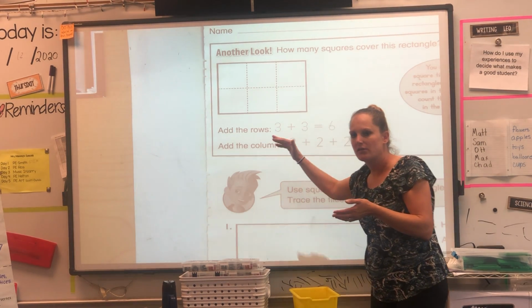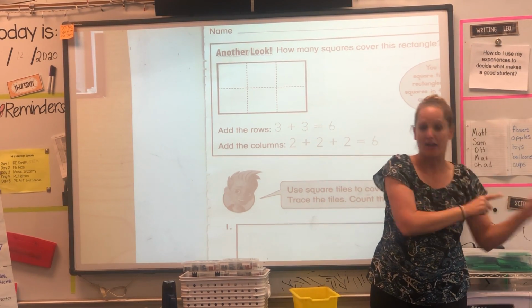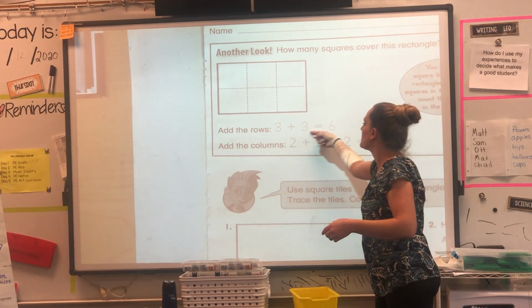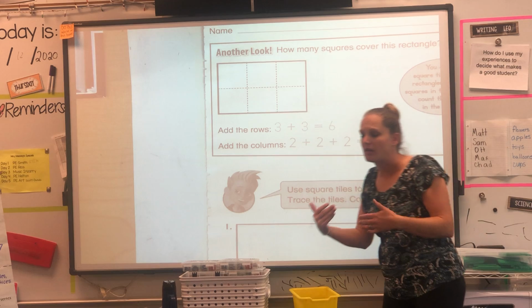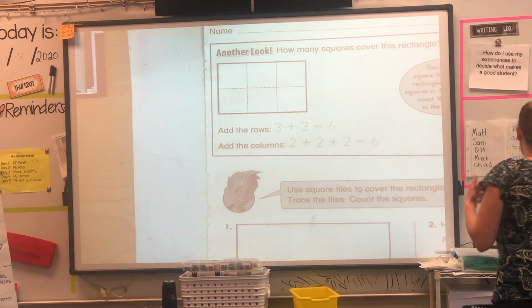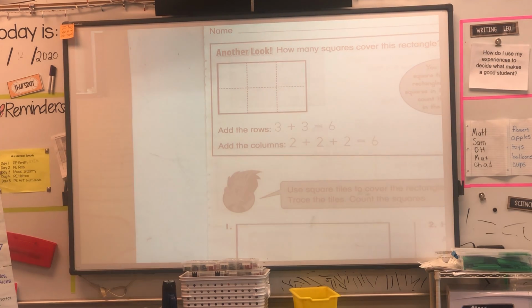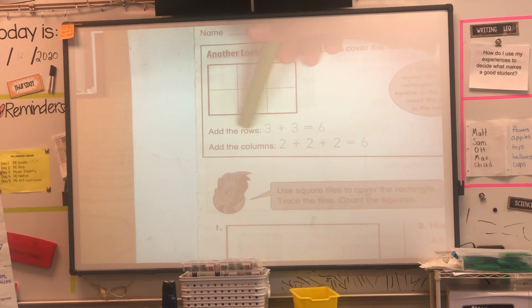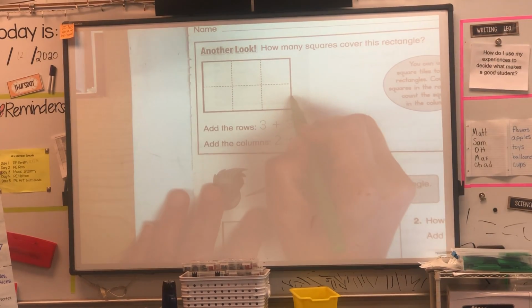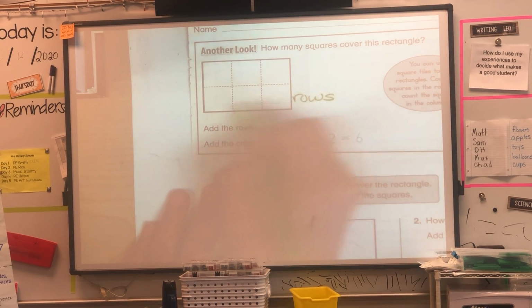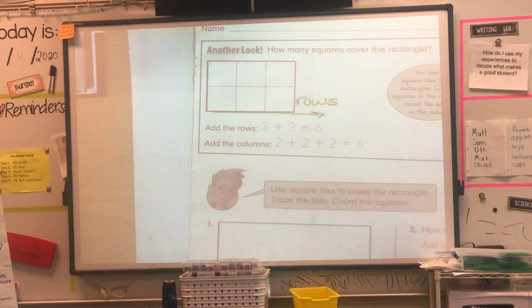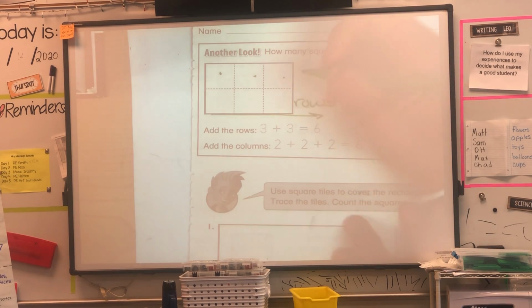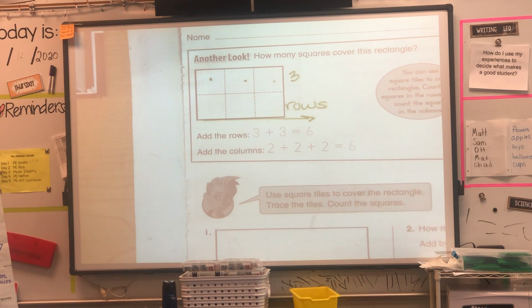We are going to use our background knowledge and our prior knowledge to use our arrays and our rows and columns to add, okay? So, in our example over here, we're going to add the rows. Well, remember, our rows go this way, okay? So, how many do I have in my first row? Count with me. 1, 2, 3. So, I have 3 in my first row.